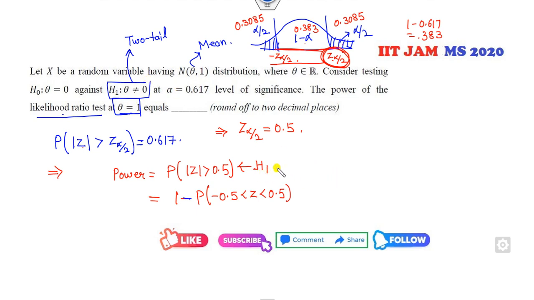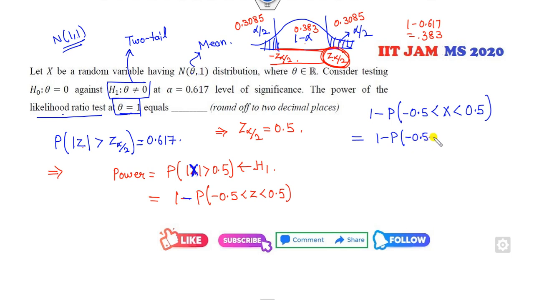So how can you do that? From here I can see this is 1 minus 0.5 less than x, because power is x here. Fine. Now at theta is equal to 1, that means h1. So that means normal of 1 comma 1. Fine. So now I can convert into the z. I can subtract 1 on both sides. It's minus 0.5, and then I can divide it by 1, that's the standard deviation. So it will be minus 1.5.